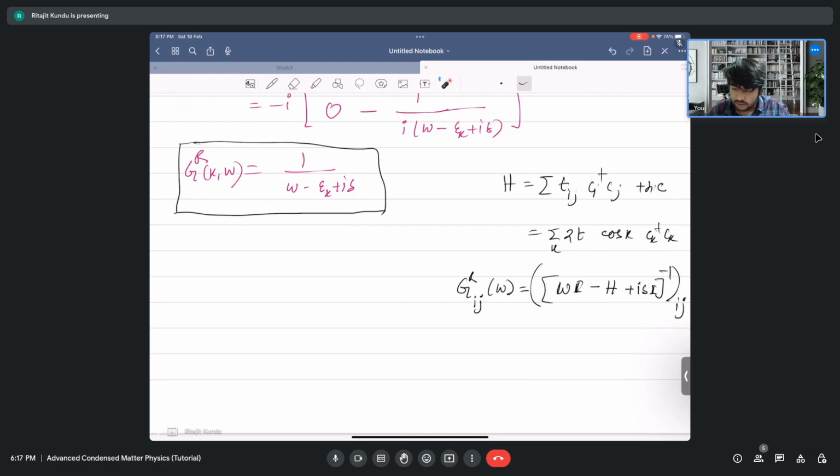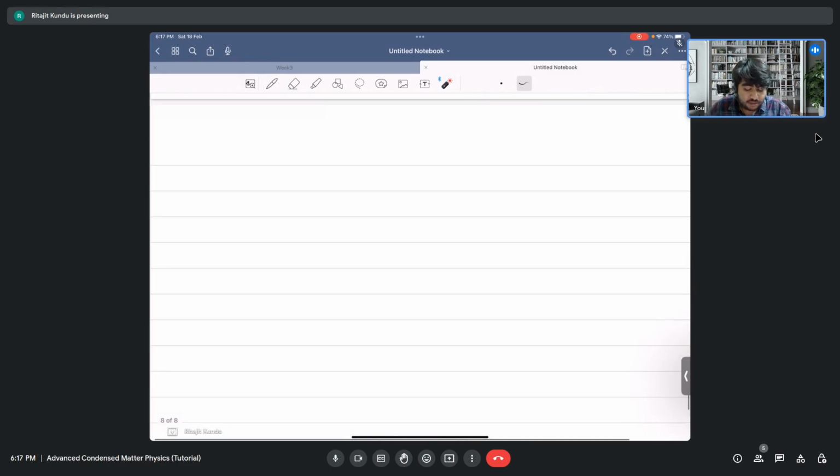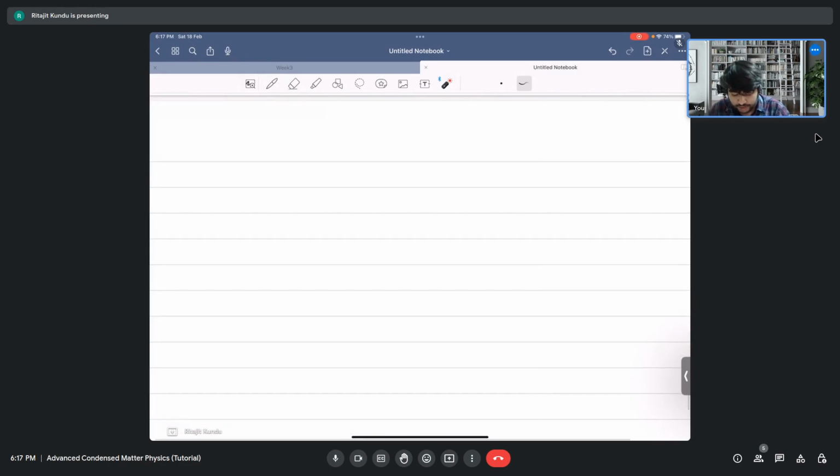If not, these Green's functions are actually very useful objects. You can use these Green's functions to calculate the expectation value of an observable. So, relation to observables: I'll show you how this Green's function enters into the expectation values.